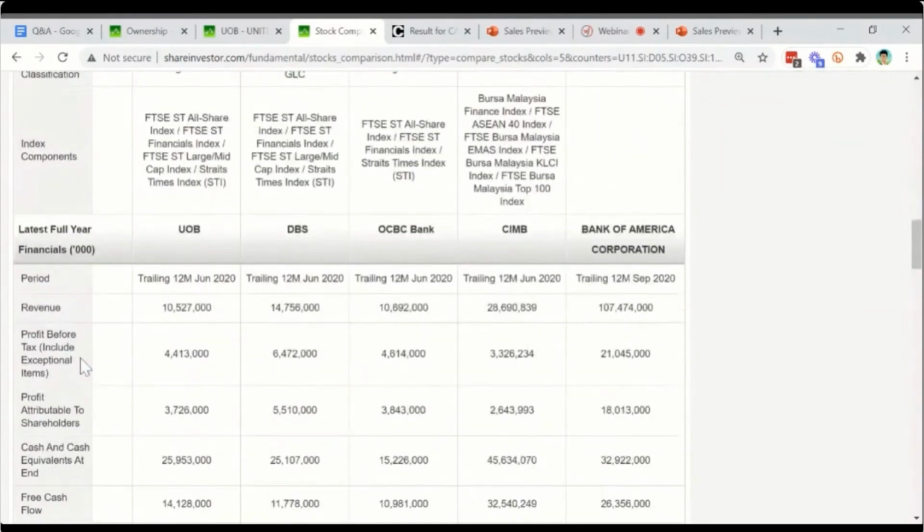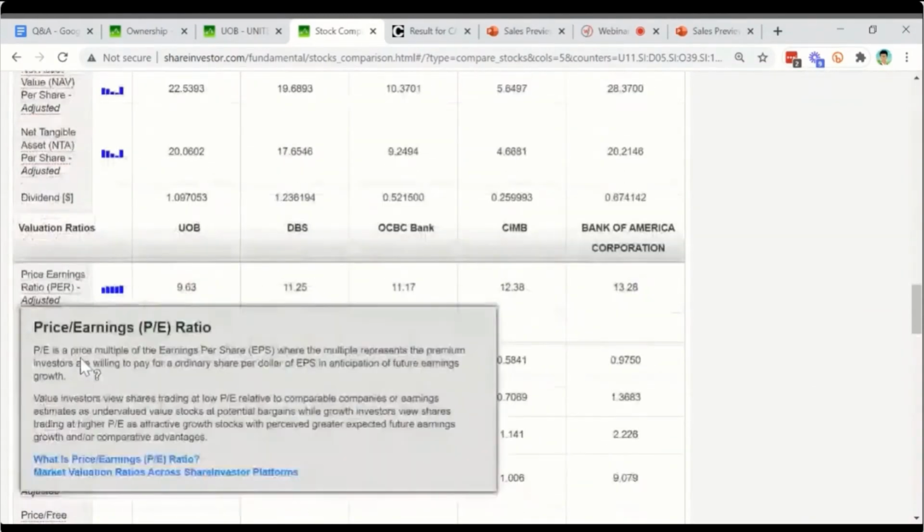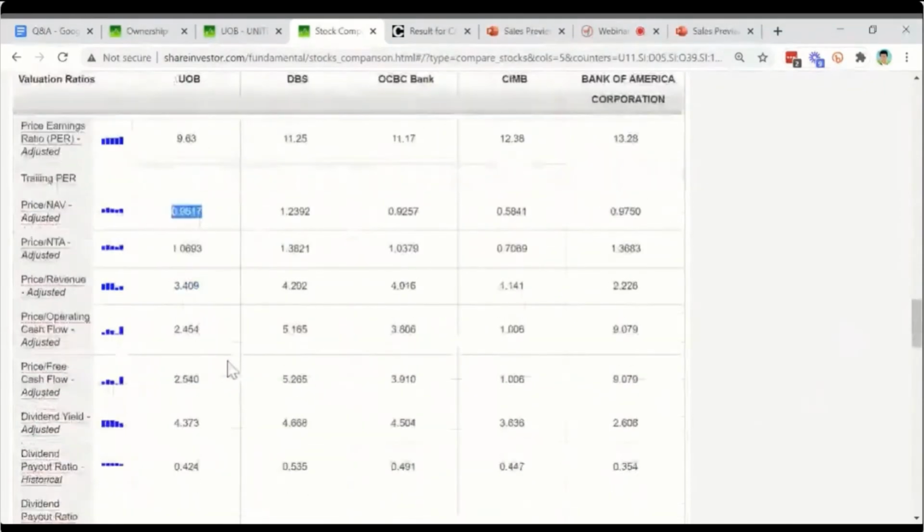So the first one is price to NAV. Let me just scroll down. Okay, sorry. Price to NAV. UOB is trading at around 0.95 times price to book now. DBS 1.2 times. OCBC around the same as UOB. CIMB is at a very low price to book ratio, only 0.6 times. And UOB is pretty much around the same as Bank of America. Bank of America is a big holding for Berkshire Hathaway, Warren Buffett, if you are not aware.